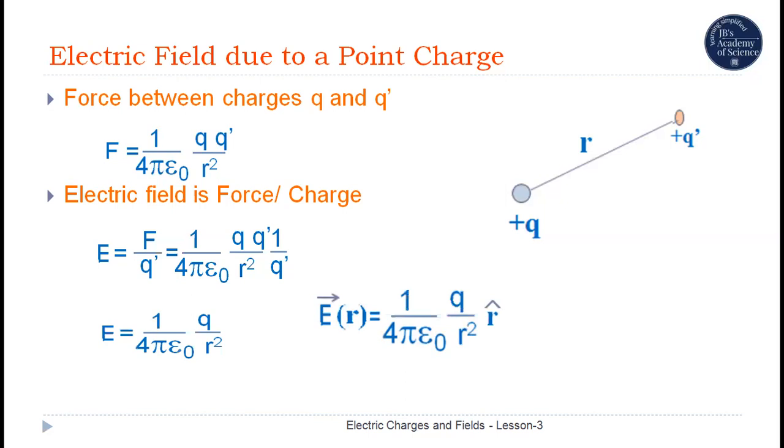Remember, electric field is a vector quantity. It is the ratio of force to the charge. Force is a vector quantity, so electric field is also a vector quantity. And here in this expression, E vector is equal to 1 by 4 pi epsilon 0 Q by r square r cap. r cap is the unit vector along the direction of r, which gives the direction of the electric field.